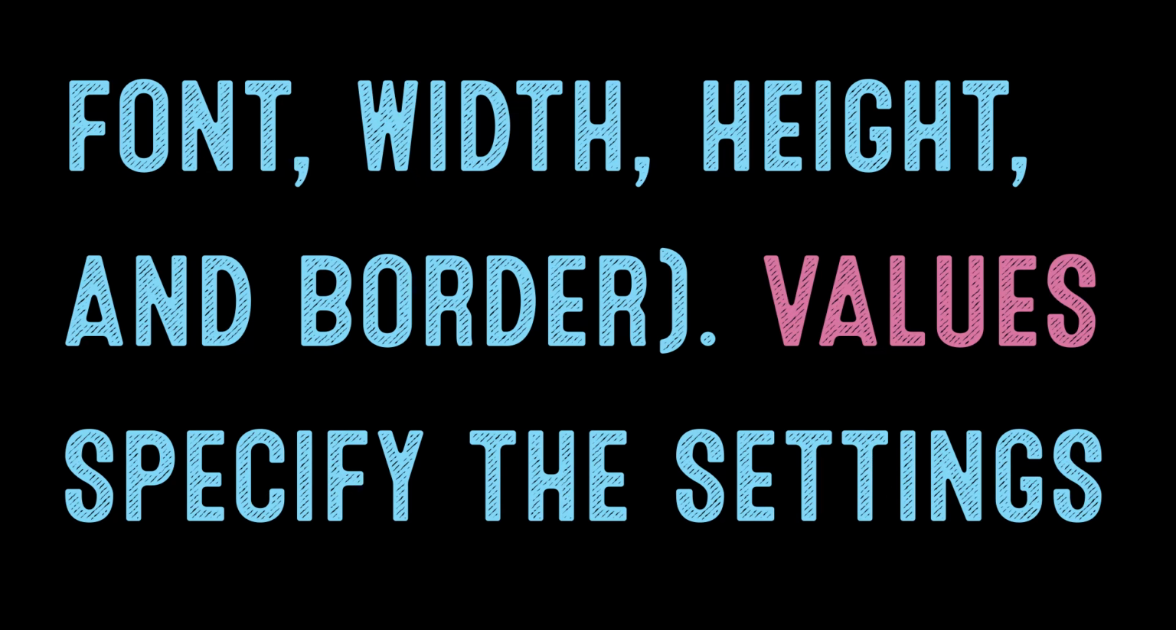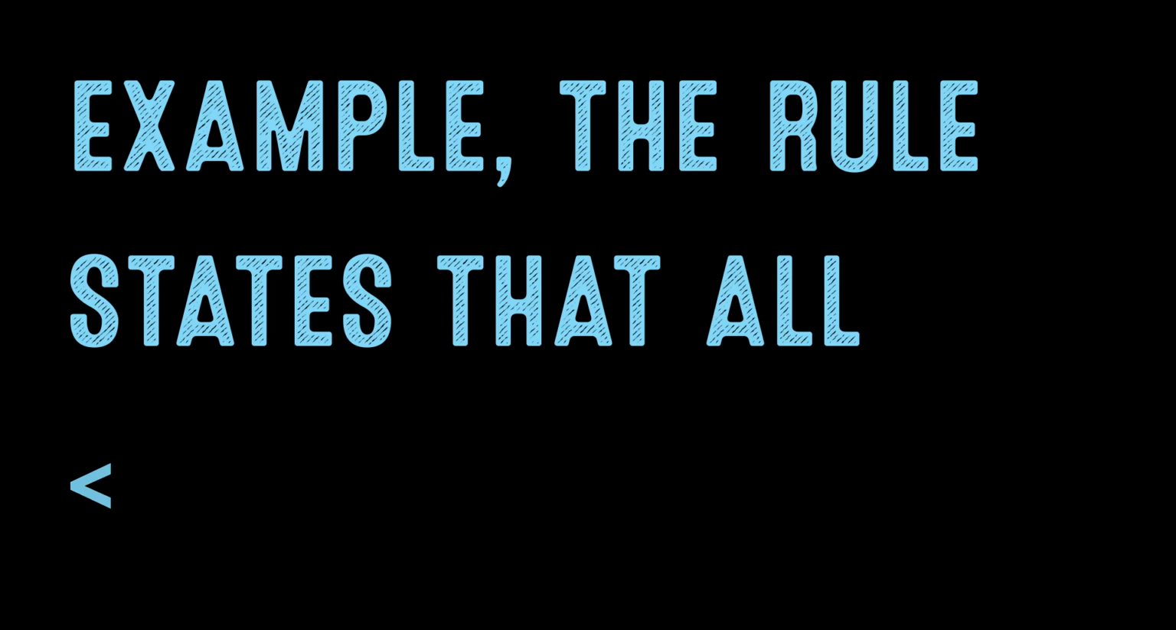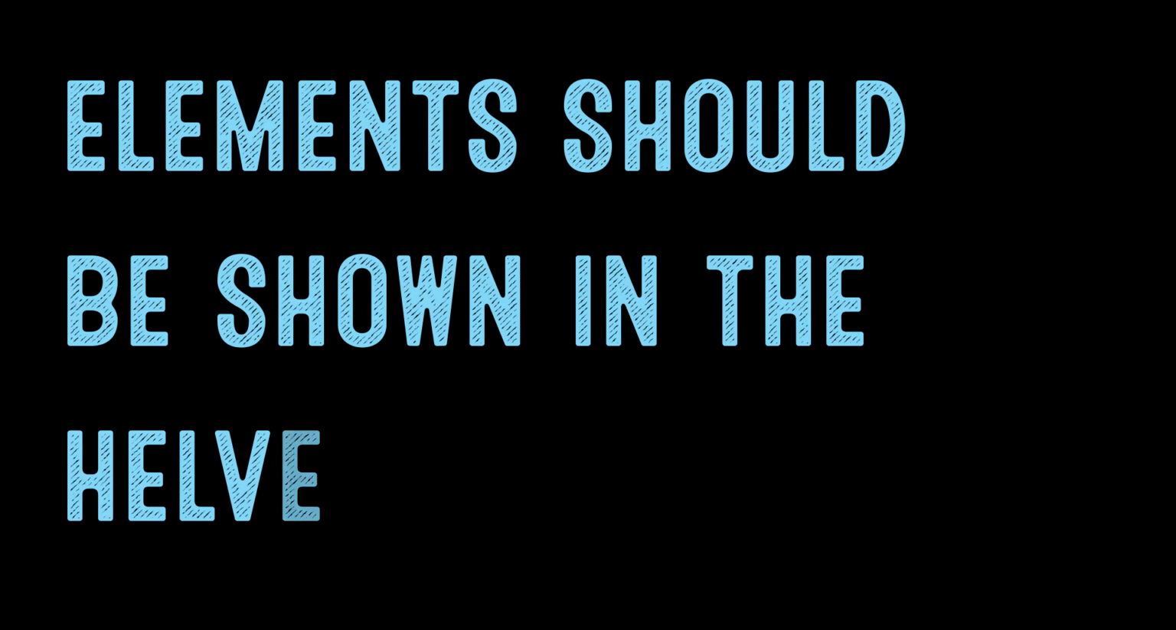Values specify the settings you want to use for the chosen properties. In this example, the rule states that all H1, H2, and H3 elements should be shown in the Helvetica typeface in a blue color.